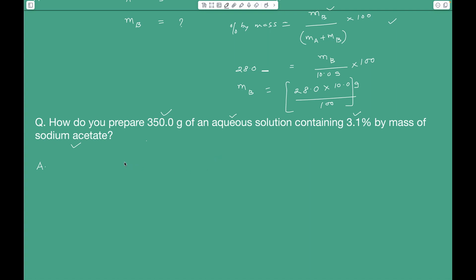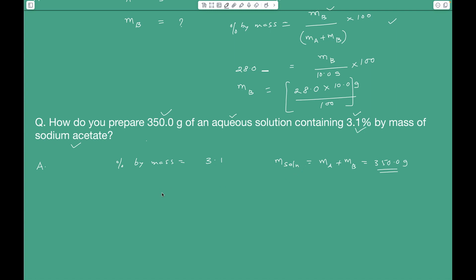How do we do this? We are given the percentage by mass of the solution. It is 3.1%. Again, it is dimensionless. Then we are also given the mass of the solution, that is MA plus MB, as 350 grams. We have to prepare 350 grams of this solution with this concentration.